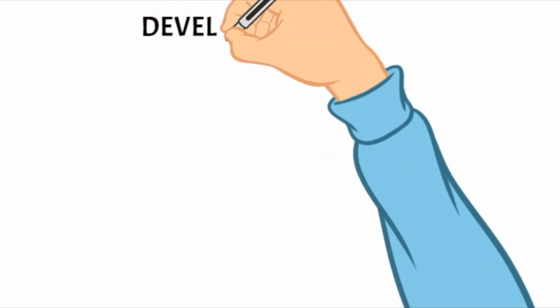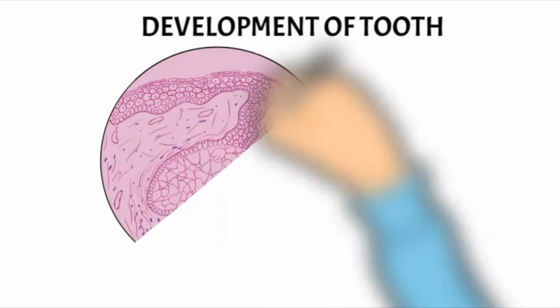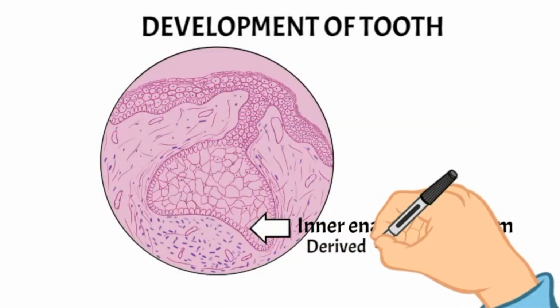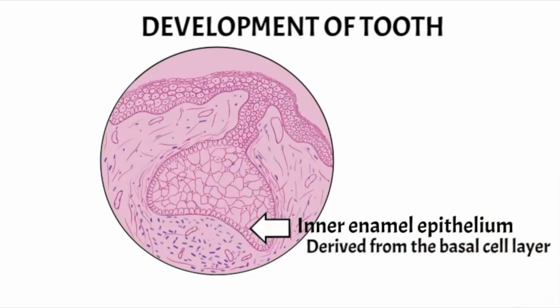Dating back to the development of a tooth, we recall that the cells of the inner enamel epithelium are derived from the basal cell layer of the oral epithelium. Before enamel formation begins, these cells assume a more columnar form and differentiate into ameloblasts that produce the enamel matrix.